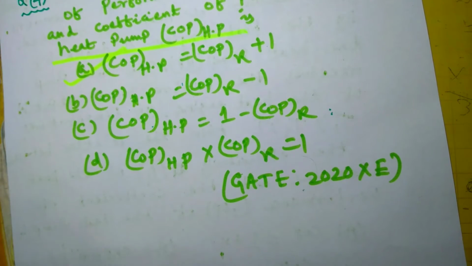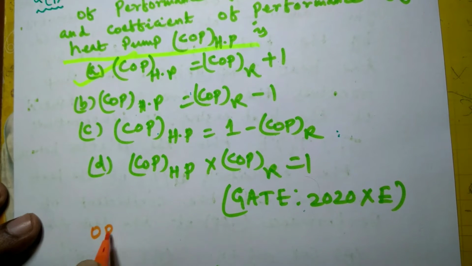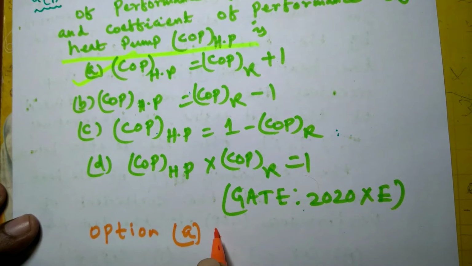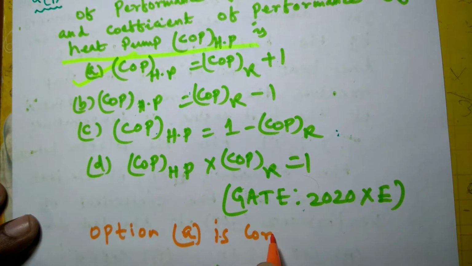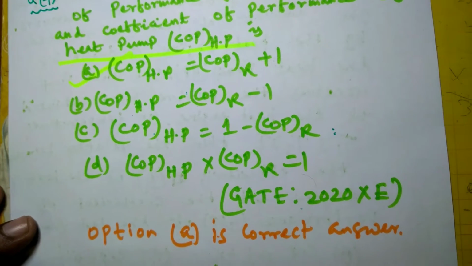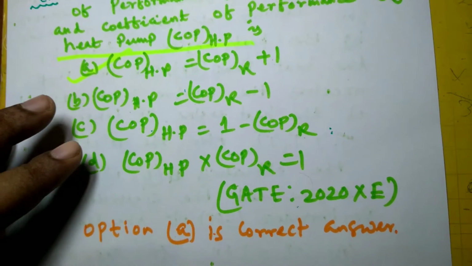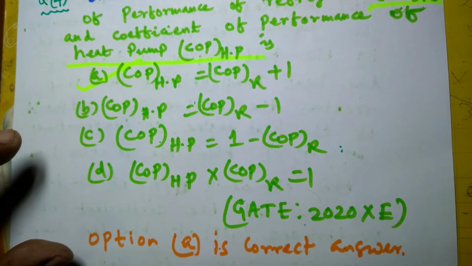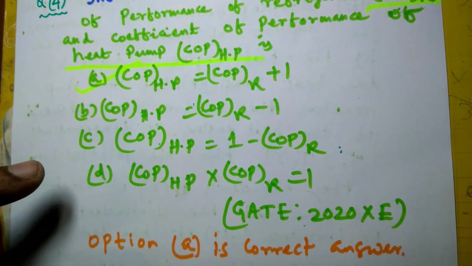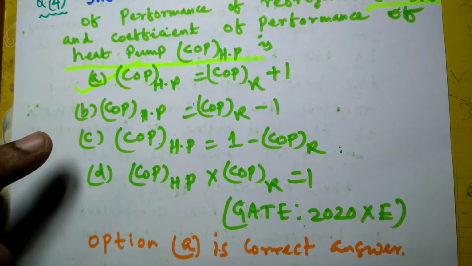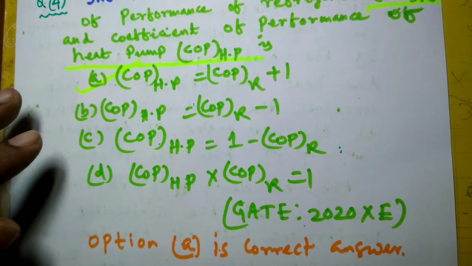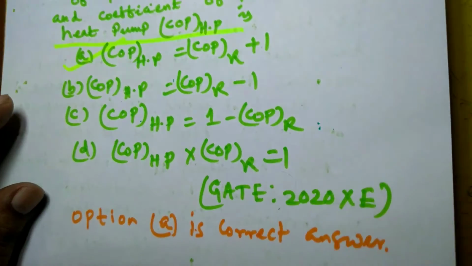This question is quite easy. Option A is the correct answer. So always, between two given temperatures, be it reversible or irreversible, if you have calculated the COP of refrigerator, then COP of heat pump can be calculated to be 1 plus the COP of refrigerator.